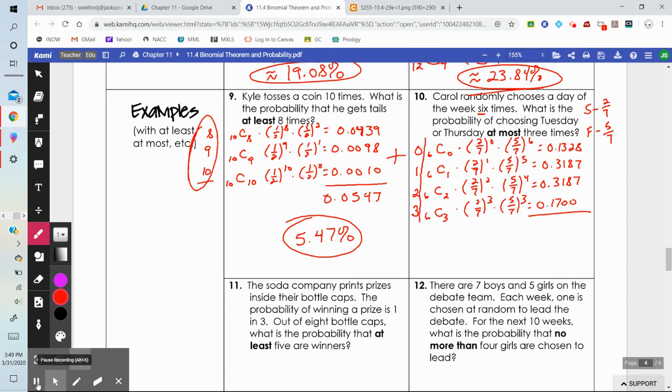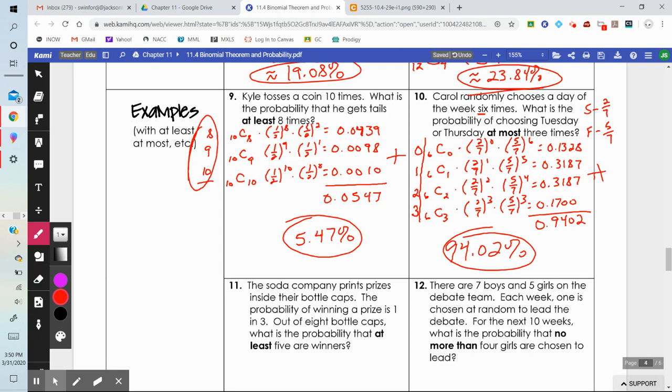To find out the probability of 0 through 3, we simply add all those probabilities together. And you're going to get 0.9402. So there's about a 94% chance. That's very likely, that if we randomly choose a day of the week 6 times, we'll choose Tuesday or Thursday at most 3 times. There's a 94% chance that we only choose it 0, 1, 2, or 3 times.